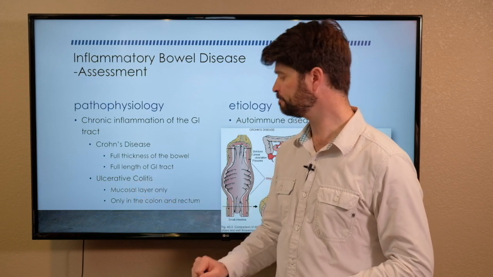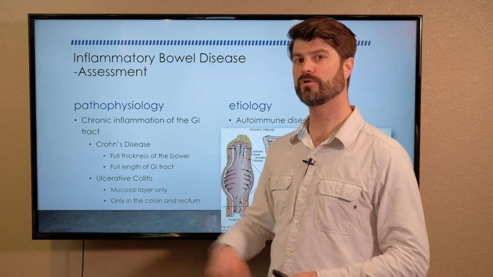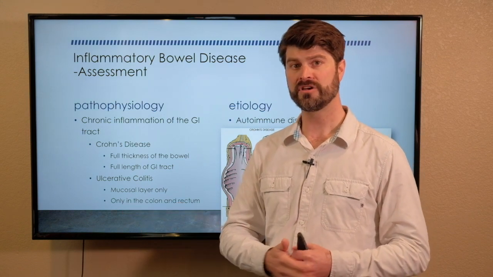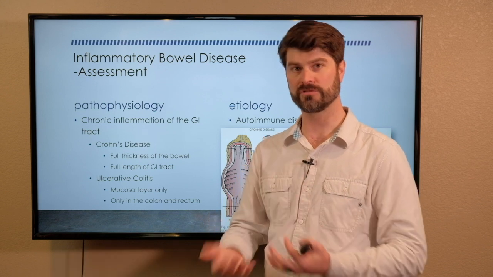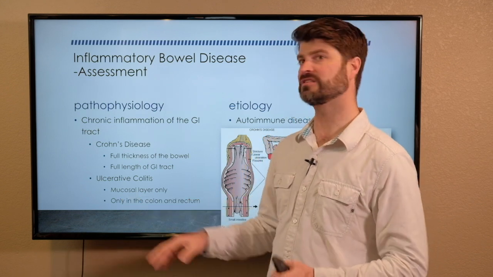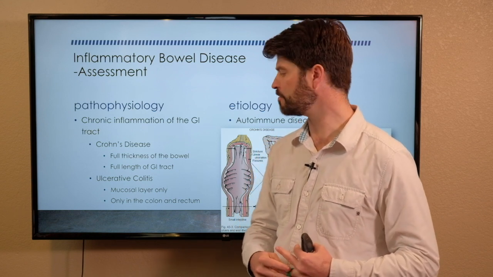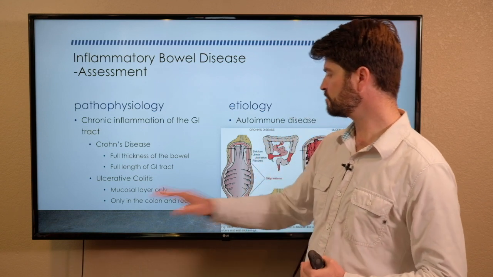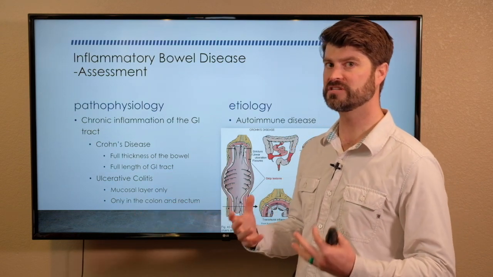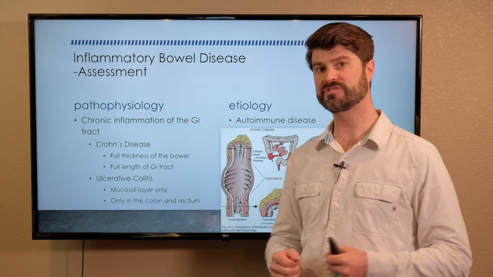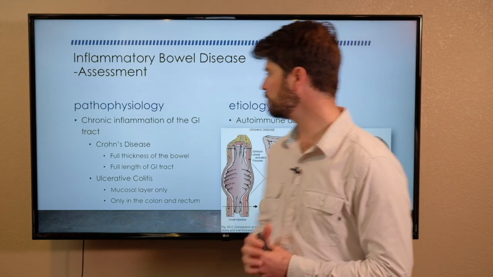It's the colon. It's also only the mucosal layer, or lining, of the colon. So it's that inner lining where stool is coming in contact with the lumen of the bowel. Think of it as like the skin surface inside the colon. So this will only occur in the colon and the rectum. So it's a large intestine problem, whereas Crohn's disease is a small intestine and a large intestine problem.